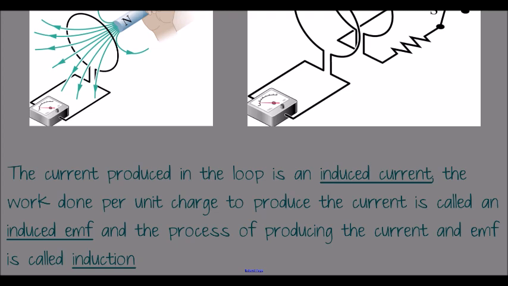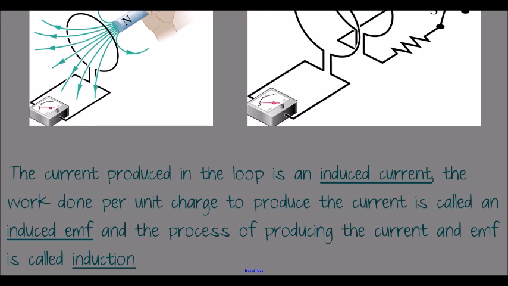Basically, the current that's produced in the loop that is connected to the ammeter is called the induced current. The work that's done per unit charge to produce that current is called an induced EMF. Remember that EMF is kind of just another word for voltage. And the process of producing the current and EMF is what is called induction. So in other words, induction is that idea that a changing magnetic field can produce a current, even when no battery is present in your circuit.